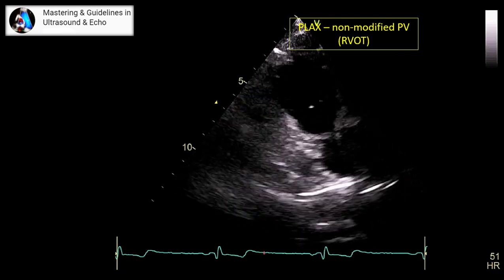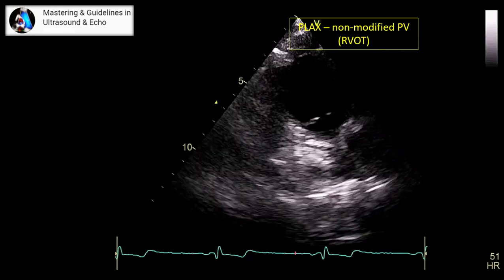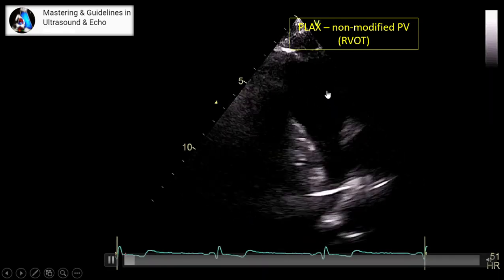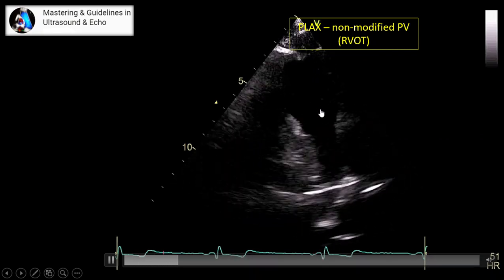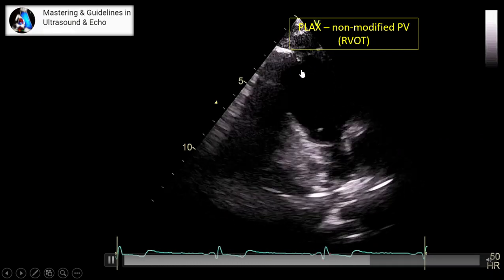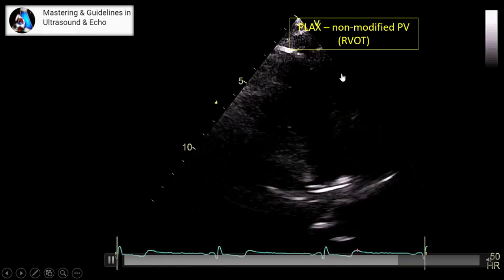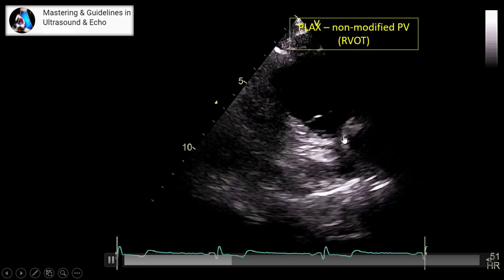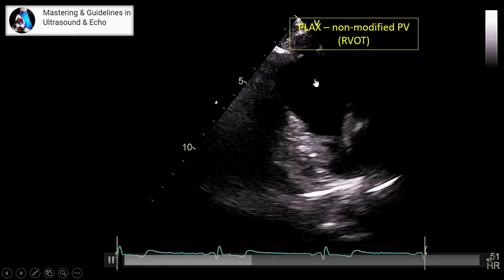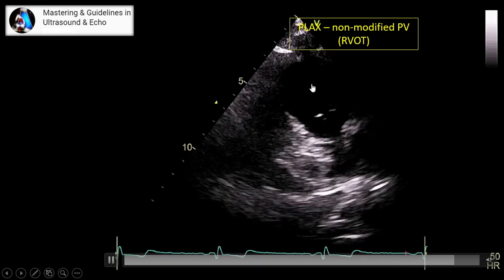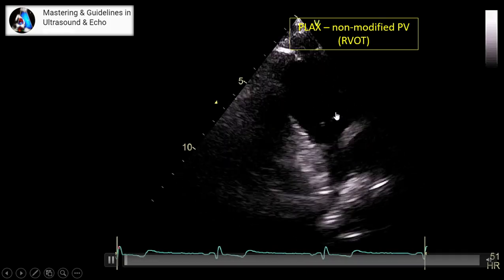along the short axis of the footprint, and then angle to the left of the patient. And suddenly we will see the RVOT here, the pulmonary valve and pulmonary artery. I call it the upside down eggplant because in almost all patients in non-modified pulmonary valve, it looks like this. We don't see any other structure here, just part of the RVOT, pulmonary artery and pulmonary valve.